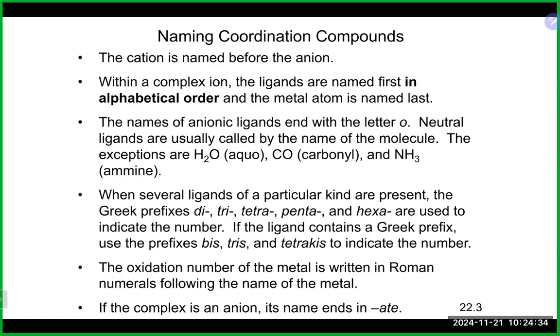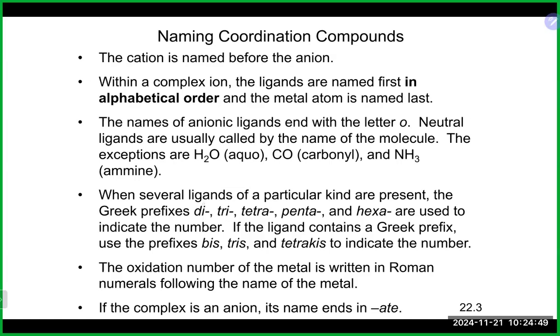Now, if we do have several ligands of the same kind, like for example, we have two chlorines, we do use prefixes like di for 2, tri for 3, tetra for 4, penta for 5, and hexa for 6.